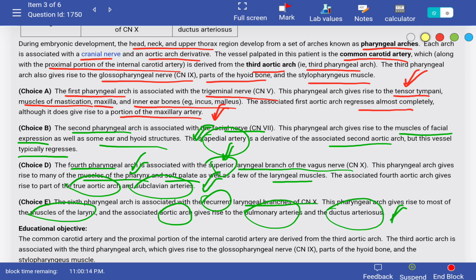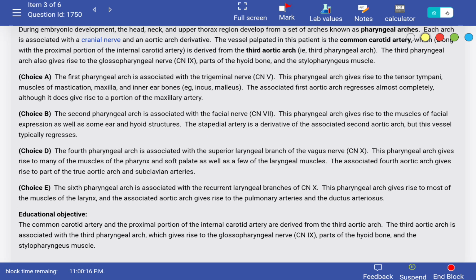Okay, then the educational objective is that the common carotid artery and the proximal portion of the internal carotid artery are derived from the third aortic arch, right? The third aortic arch is associated with the third pharyngeal arch, which gives rise to the glossopharyngeal nerve, that is cranial nerve 9, and with that parts of the hyoid bone, and with that the stylopharyngeus muscle. Okay, good.